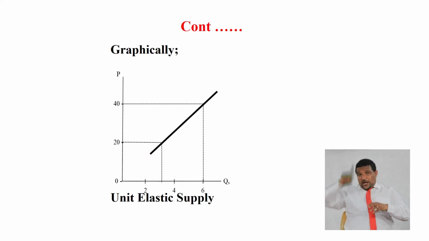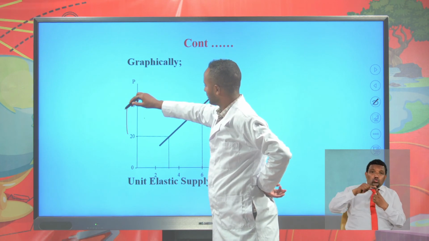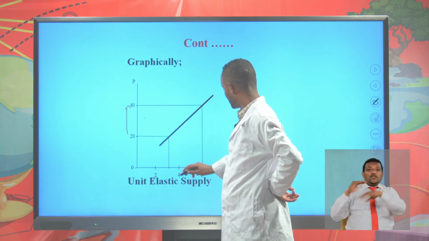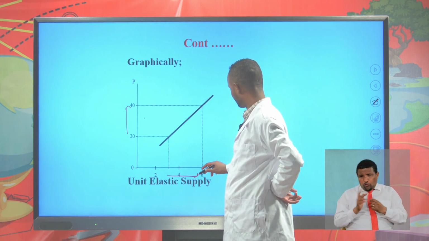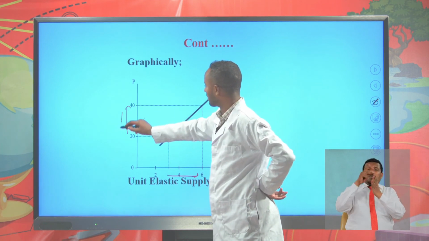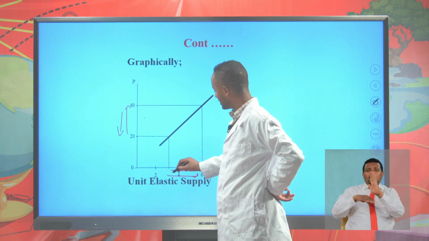Graphically, as price increases from 20 to 40, quantity supplied increases from 3 kg to 6 kg. And as price declines from 40 to 20, quantity supplied declines from 6 to 3 kg.